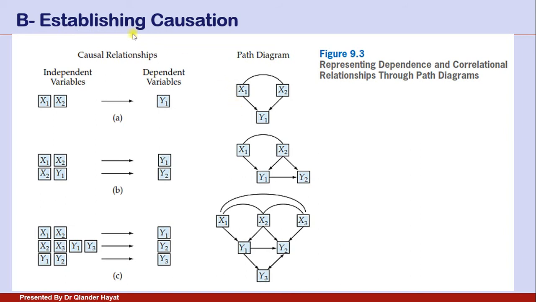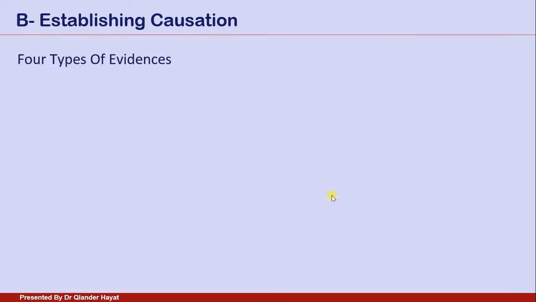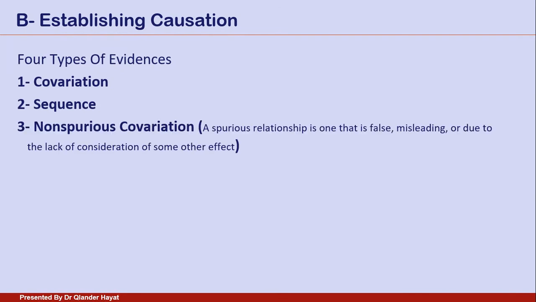And when we establish a cause and effect relationship between the variables, this is known as establishing causation. And in establishing causation, we have to keep in mind four things. The first one, we have to see which variables are covarying.